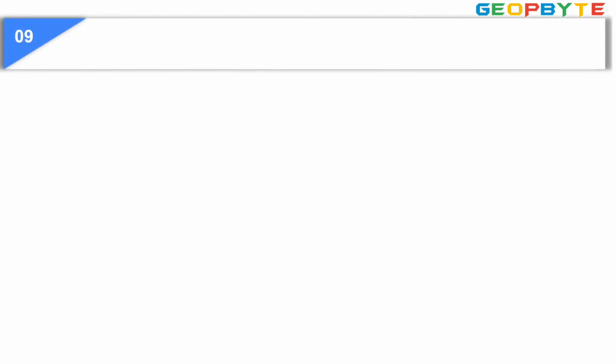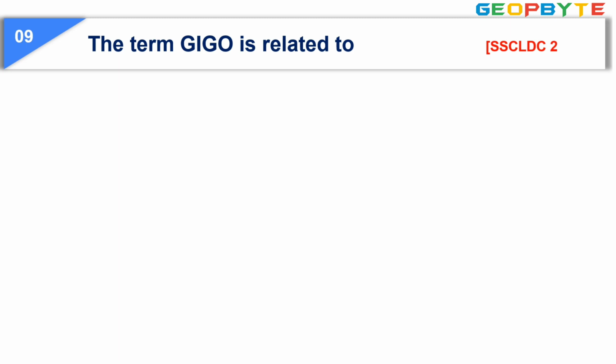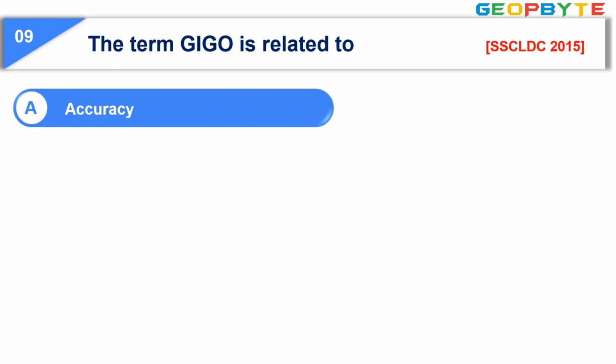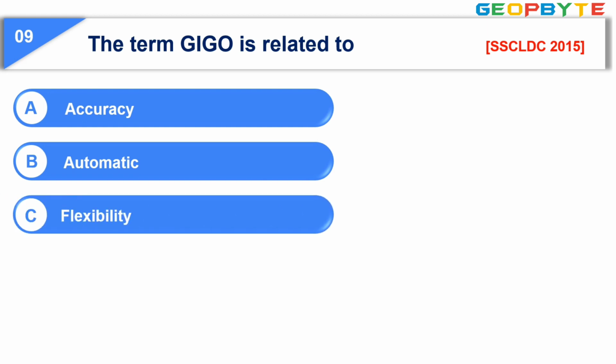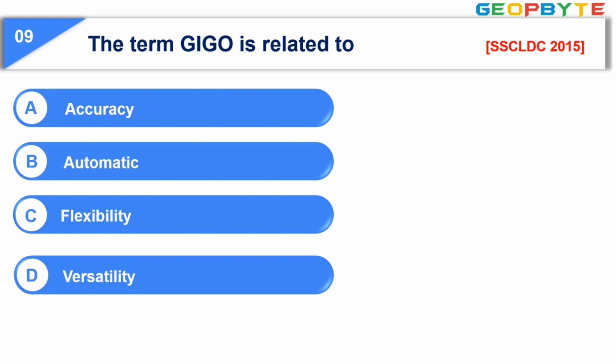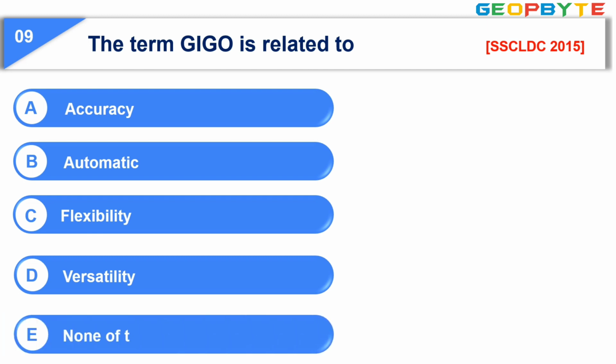Next, moving to question number 9. The term GIGO is related to option A, accuracy. Option B, automatic. Option C, flexibility. Option D, versatility. Option E, none of these. GIGO stands for garbage in, garbage out. That implies bad input will result in bad output. So it is a term which is related to accuracy. And the correct answer is option A, accuracy.